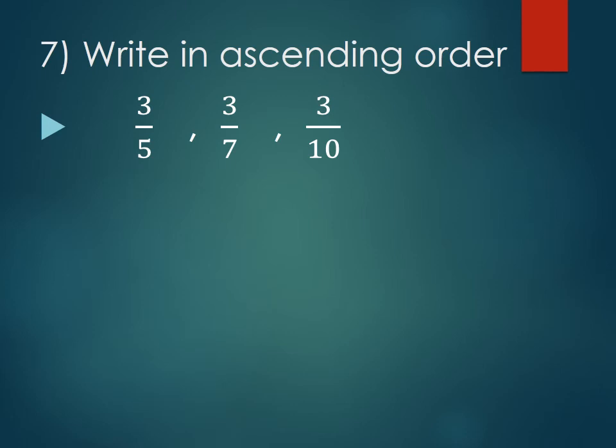Write in ascending order. In these three fractions, all our numerators are equal. Therefore we can say ascending means writing from the smallest one.